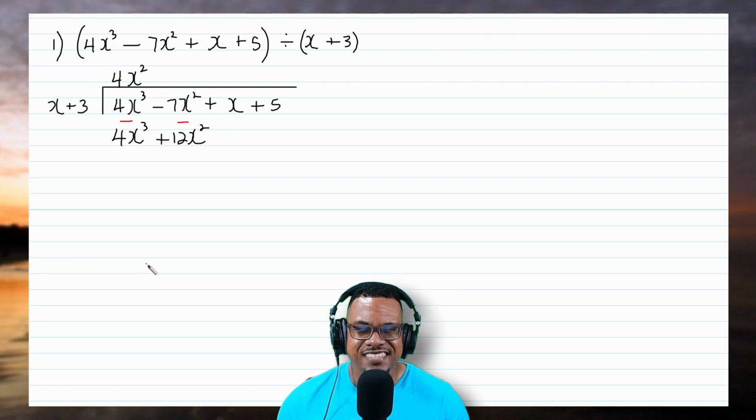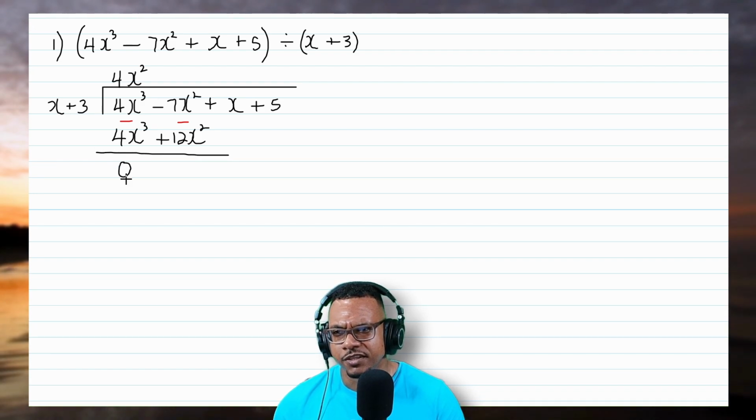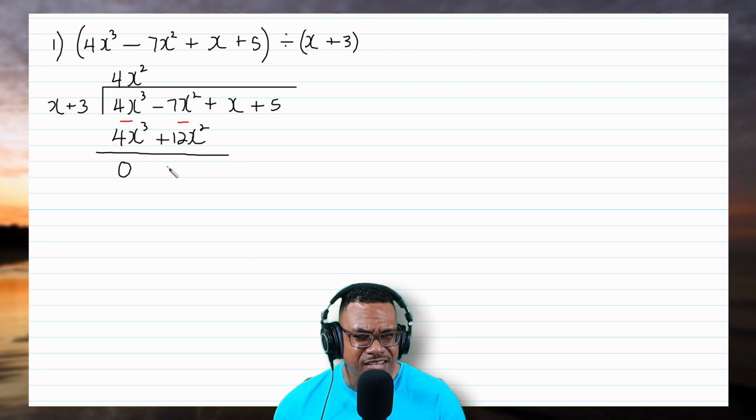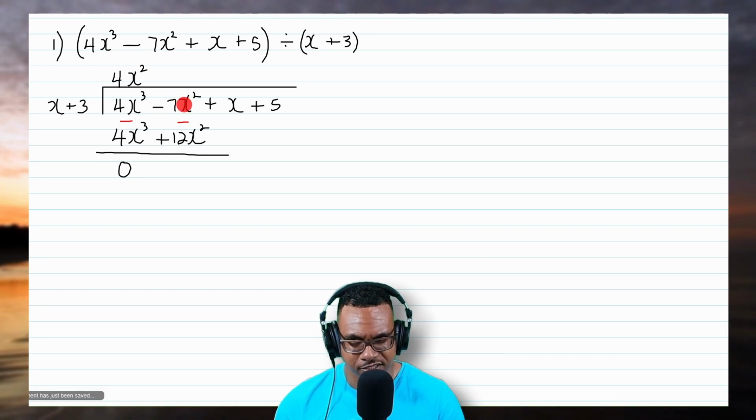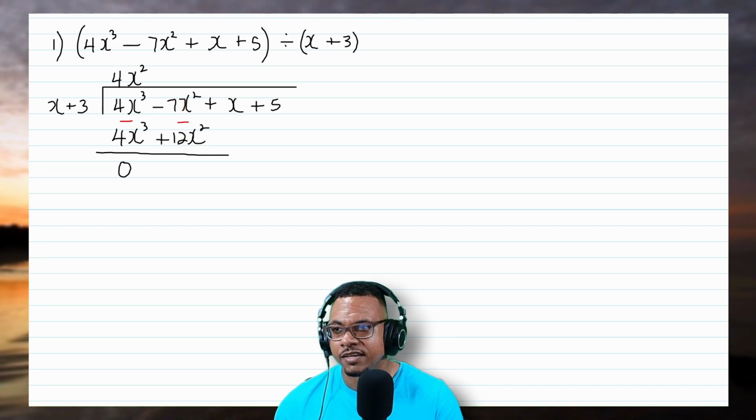Now pay attention to the signs in front of the numbers. So 4x cubed, take away 4x cubed, well, these two is the same thing, so you're going to get 0. Alright, so you're going to get 0 here. But I said pay attention to the signs in front of the numbers. This is negative 7x squared. Take away positive 12x squared. So essentially what we're saying is negative 7x squared take away 12x squared.